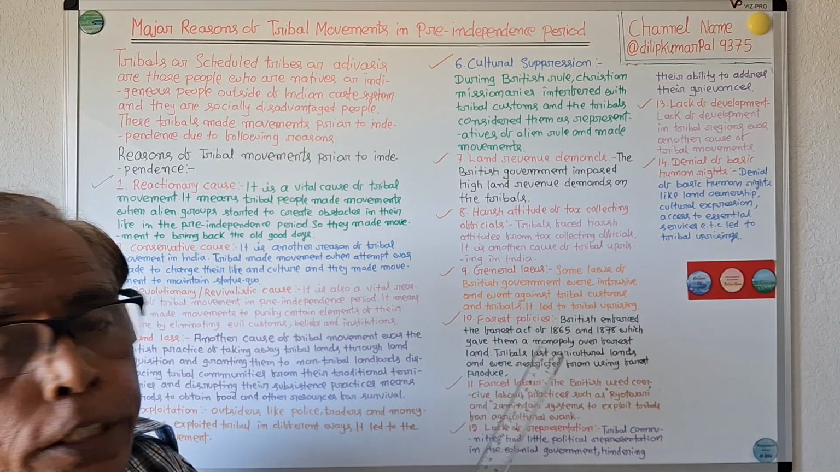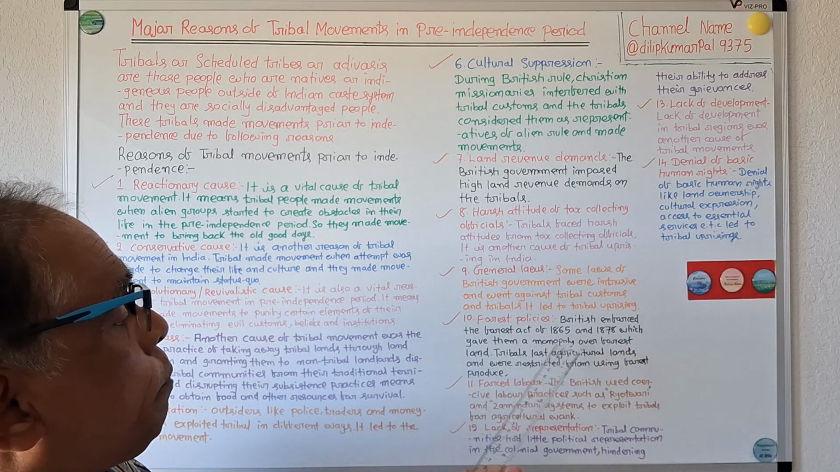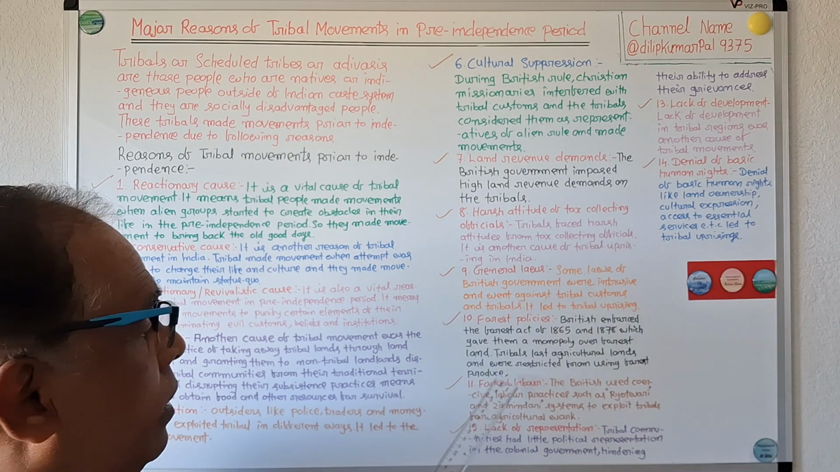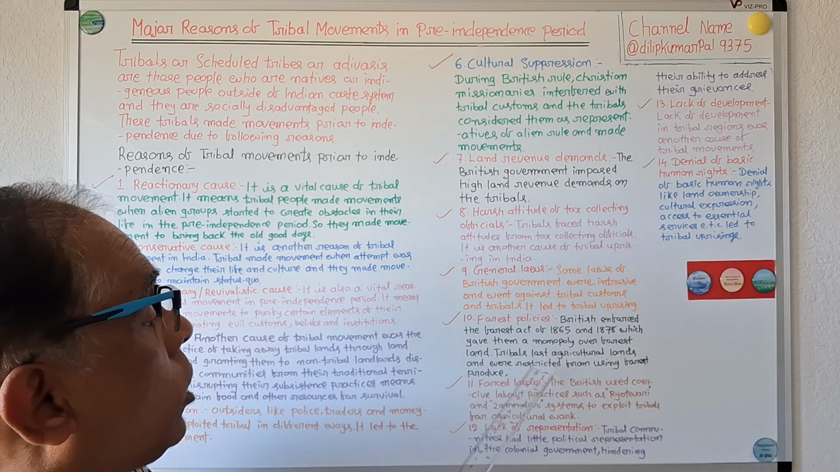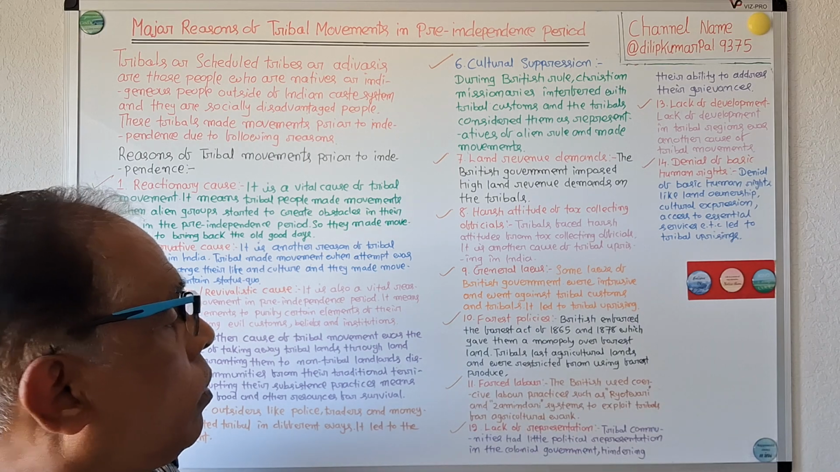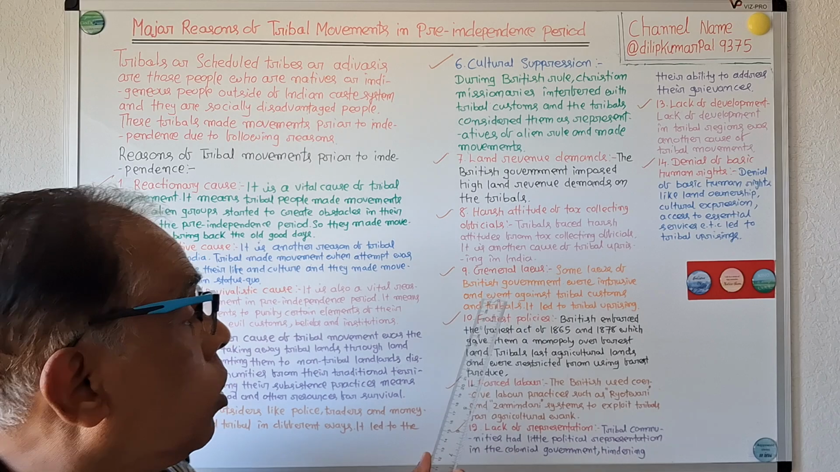10. Forest policies. The British enforced the Forest Act of 1865 and 1878, which gave them a monopoly over forest land. Tribals lost agricultural land and were restricted from using forest produce. So another reason for tribal movement was the forest policies.